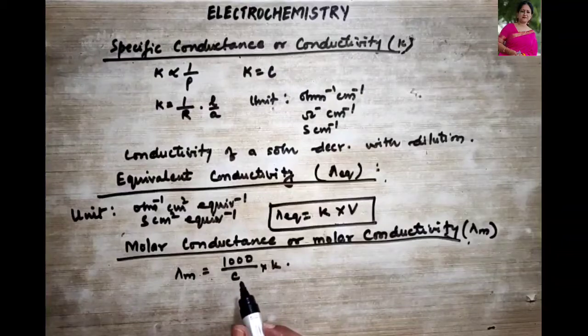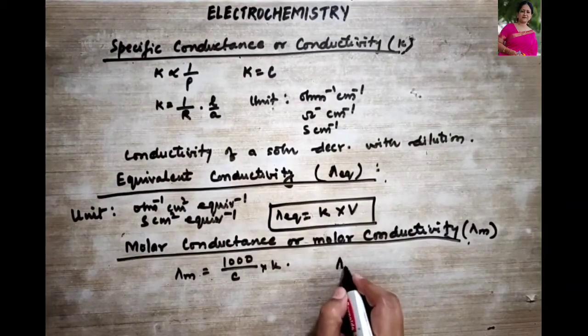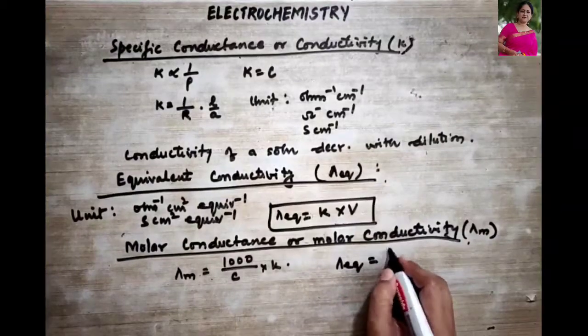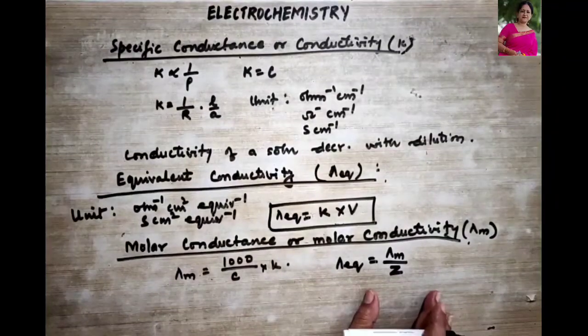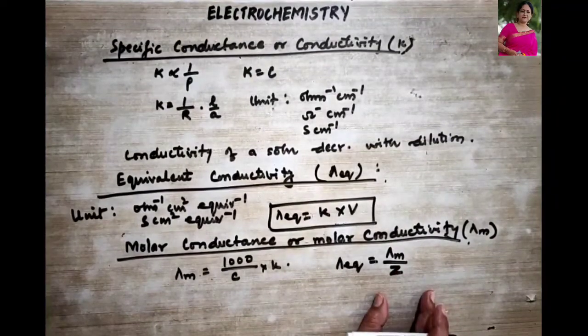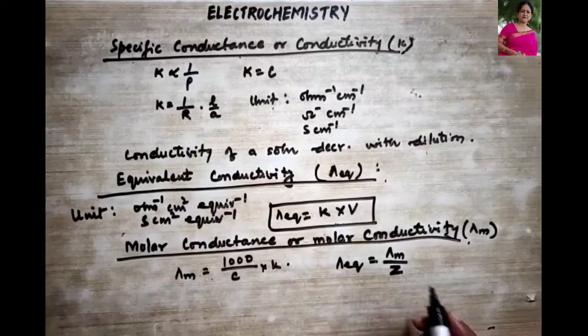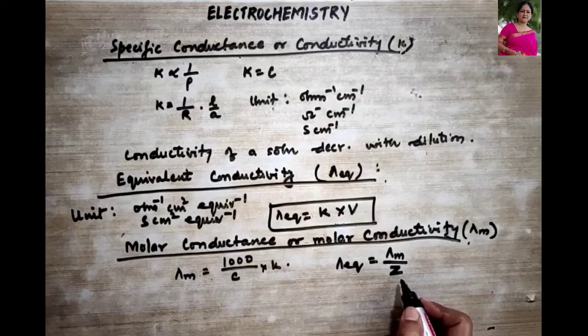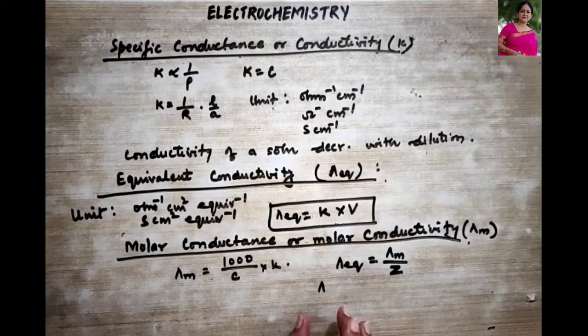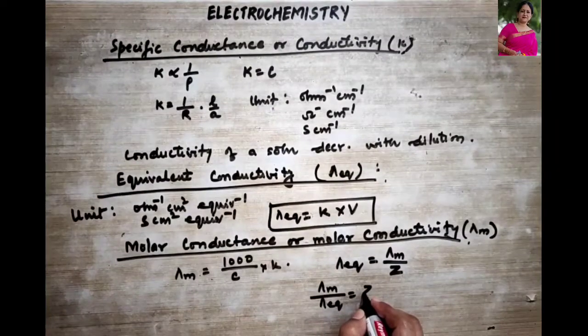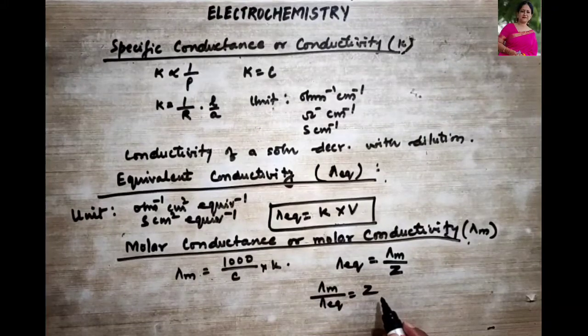Right? So over here we can say that equivalent conductivity is equal to molar conductivity upon Z. What is Z? It is the number of individual charges that are being carried by the ions of the electrolyte. So we can say that the molar conductivity upon the equivalent conductance is equal to Z, the number of individual charges carried by the ions of the electrolyte.